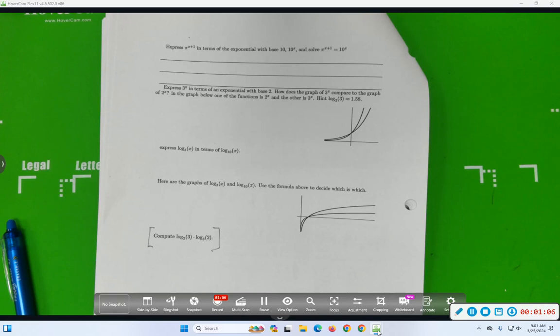Log of a product. What's the log base b of x times y? Log base b of x plus log base b of y. So multiplication becomes addition outside of the logarithm. What about division? Subtraction.